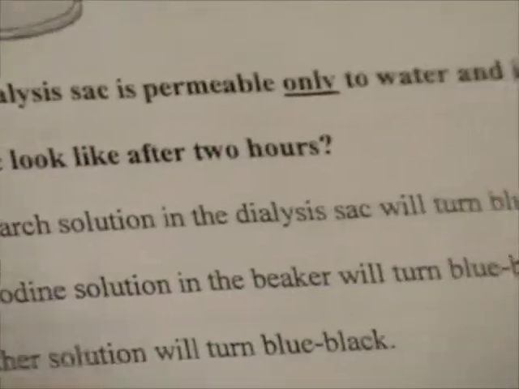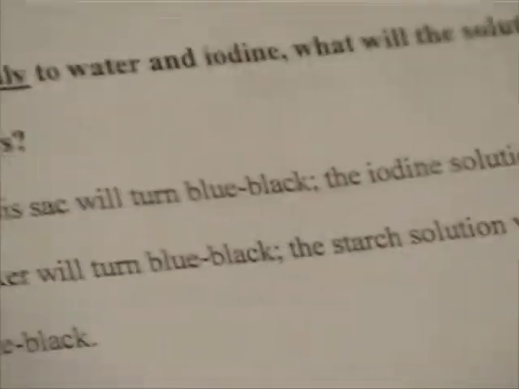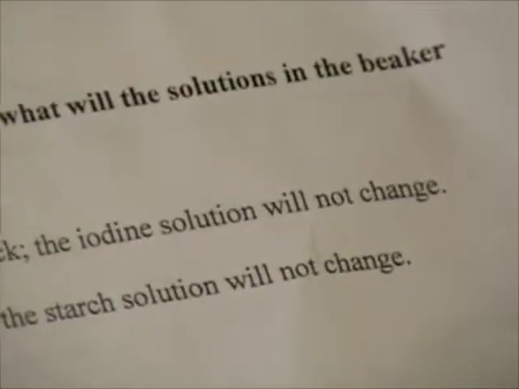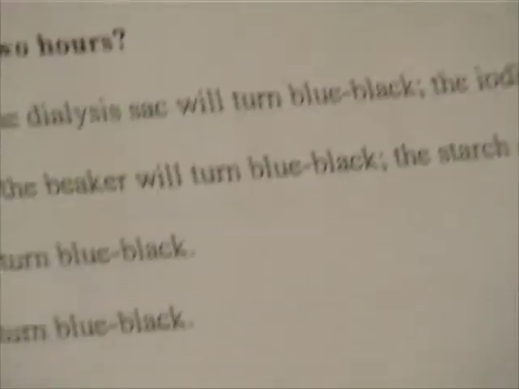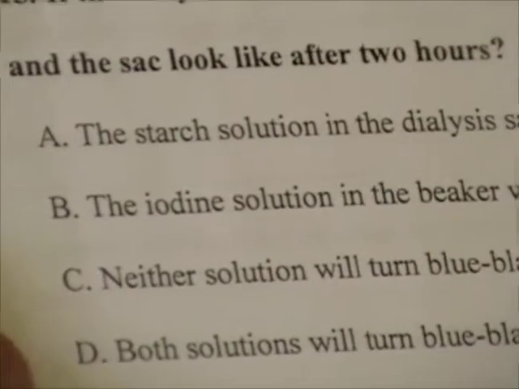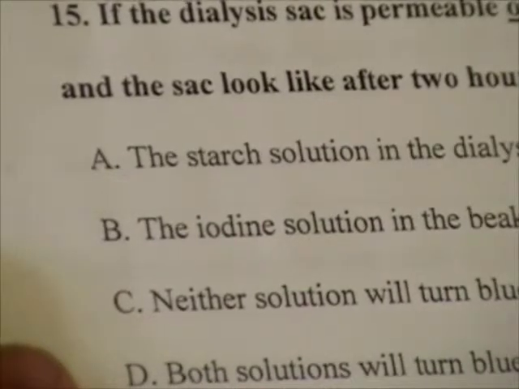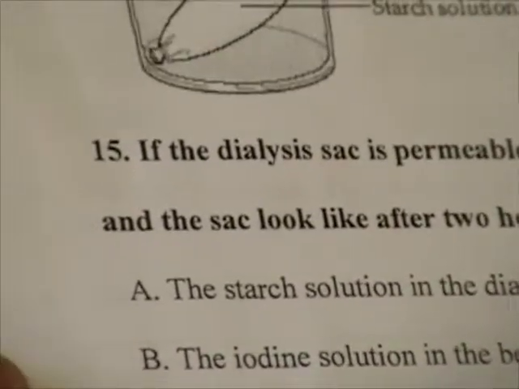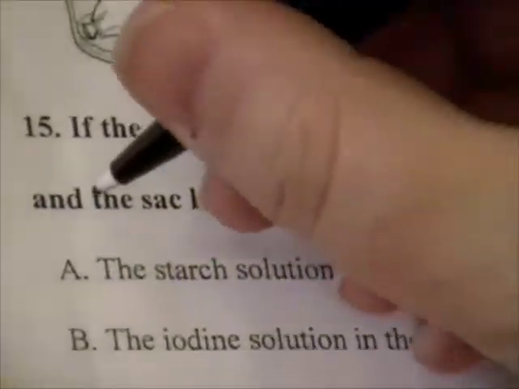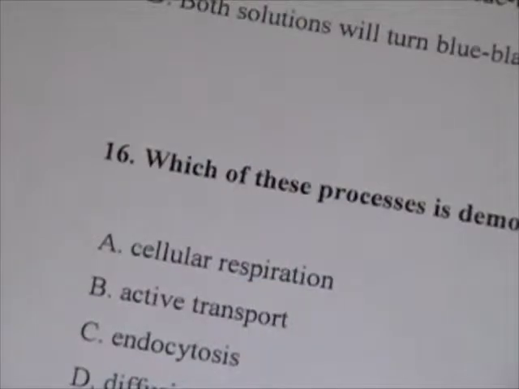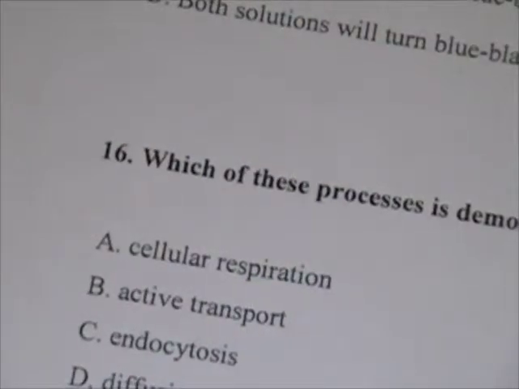The starch solution in the dialysis sac will turn blue-black, and the iodine solution will not change. Well, if the starch isn't coming out of the tube, and that's what makes the iodine turn a blue-black color, then A could be a correct answer. All right, Wildcats. Number 16. Which one of these processes is demonstrated in the experiment shown in the diagram?